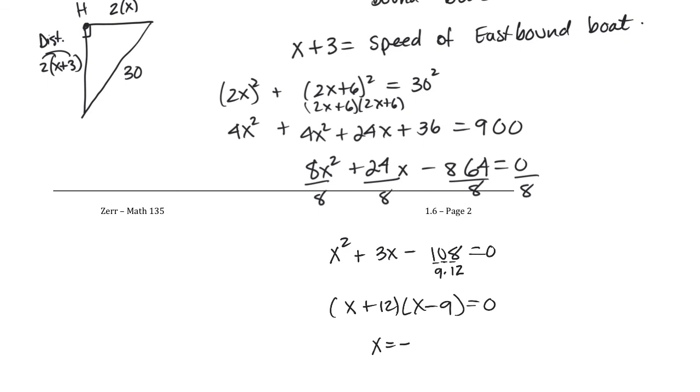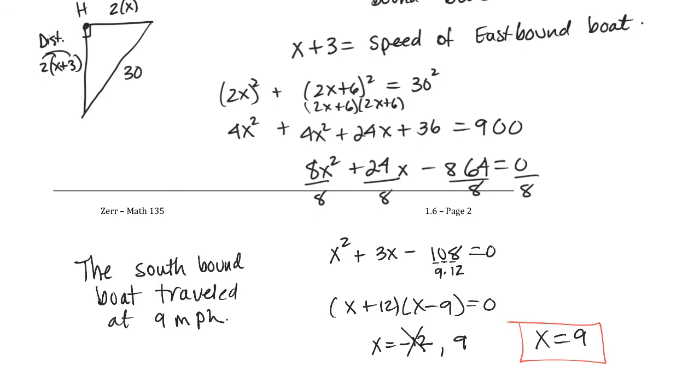Here we would get x equals negative 12, but that doesn't make sense because we're talking a rate, so the boat is going forward, or x equals 9. So x equals 9 is the one that makes sense in this problem. And then we just describe what that means in the context of the problem. Southbound boat traveled at 9 miles per hour. Okay, done.